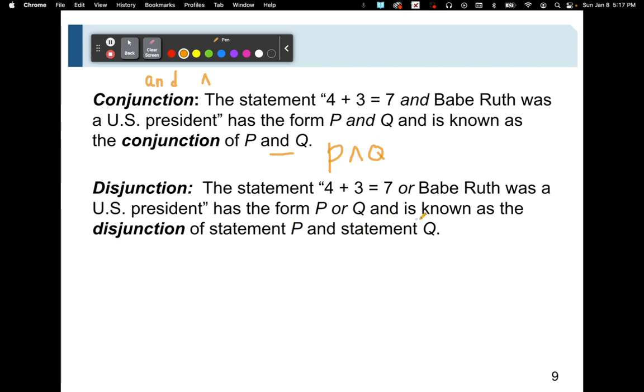A disjunction, on the other hand, would be an or statement. In a disjunction, we can see the or right there. So a disjunction would be, instead of P and Q, P or Q. So it's one or the other. And that's all we need to cover about that right now. More comes up with that later. That's just a foundational piece.